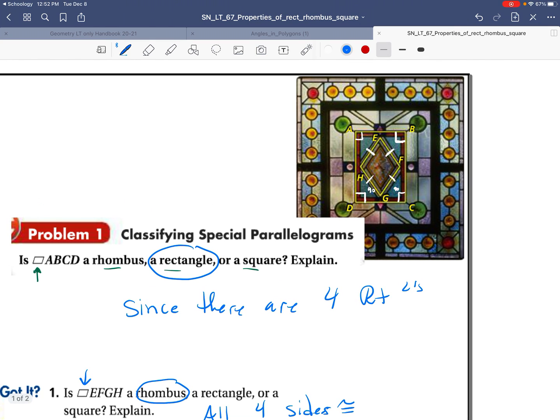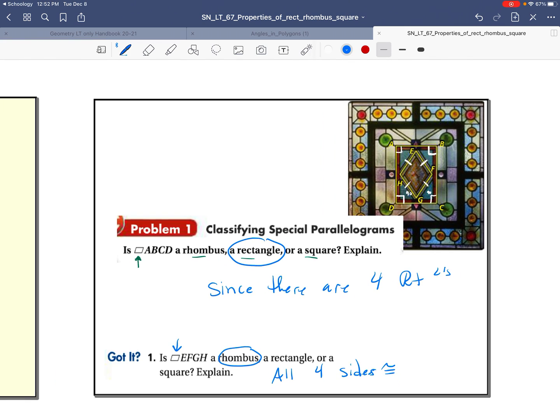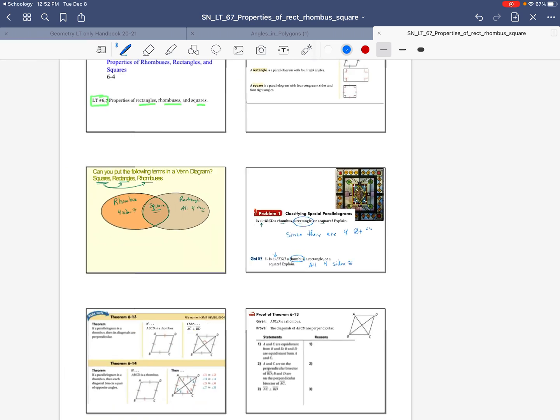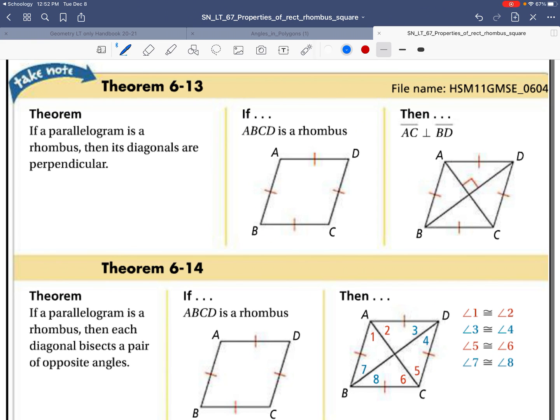Okay. Next, we're going to try to maneuver this page here. Hold on. We've got 2 theorems. If a parallelogram is a rhombus, then the diagonals are perpendicular. This is really important to remember. If you have all 4 sides congruent, then the diagonals, which connect the opposite vertices, will hit so that they are perpendicular.